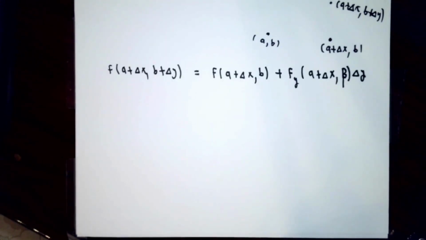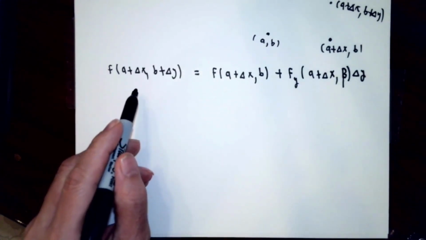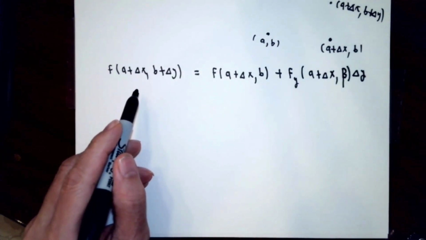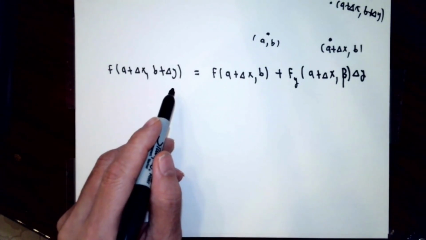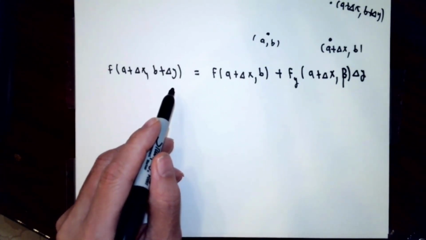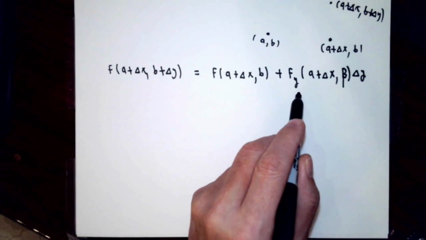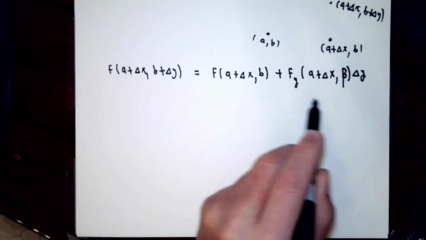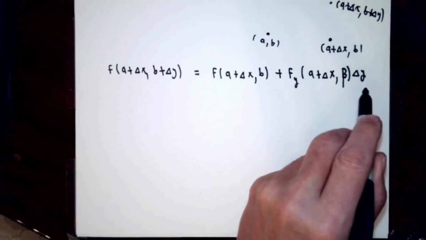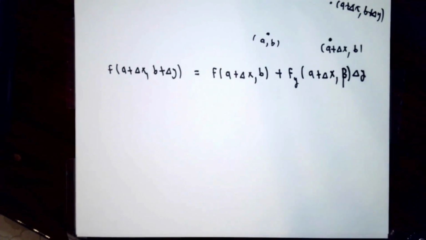I could either think of this as the mean value theorem or Taylor's theorem with remainder. F evaluated at a plus delta x, b plus delta y is exactly the value of f at the b equals y value plus the rate of change of f with respect to y evaluated someplace times delta y. The beta is between b and b plus delta y.